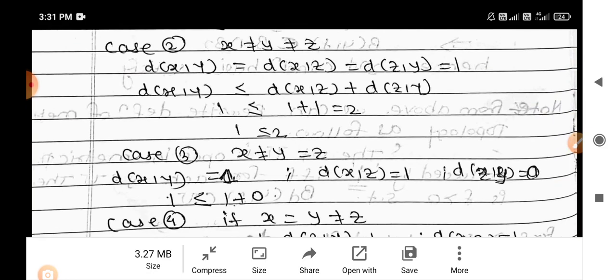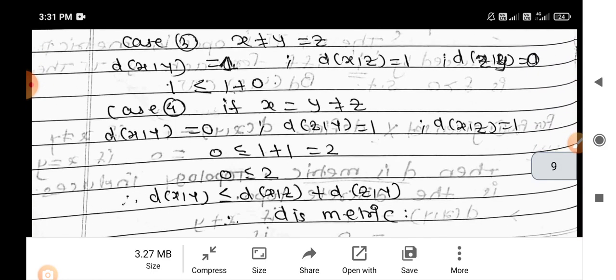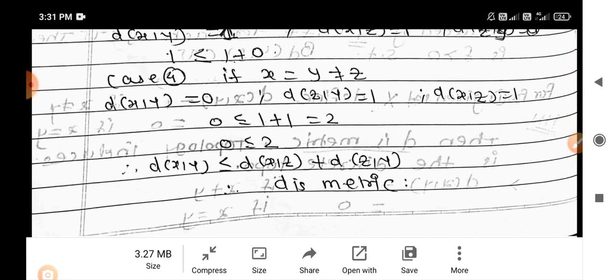If x is not equal to y but y equals z, then D of x,y is 1 and D of y,z is 0. So 1 is less than or equal to 1 plus 0. The other case also satisfies the criterion. So in any condition, D of x,y is less than or equal to D of x,z plus D of z,y. Therefore D is a metric.